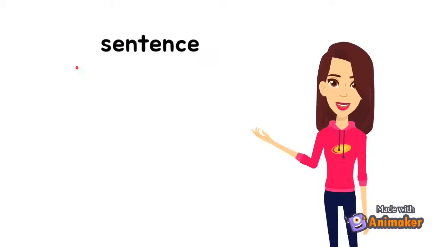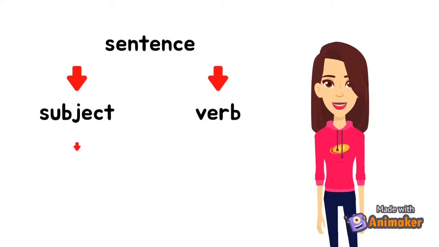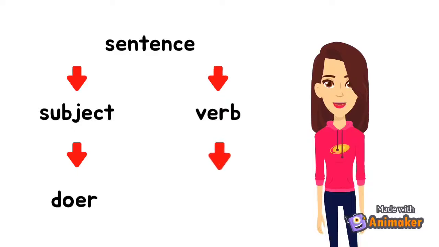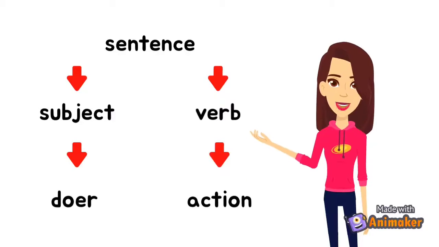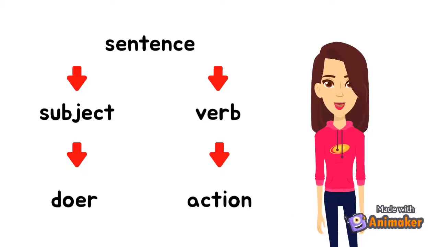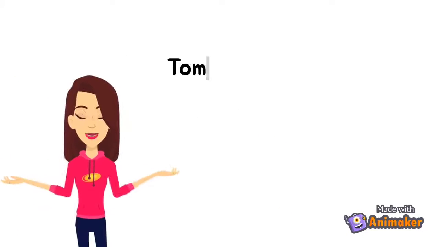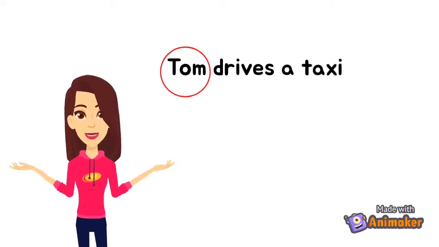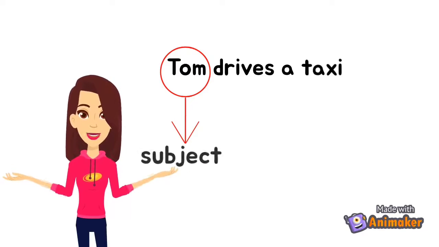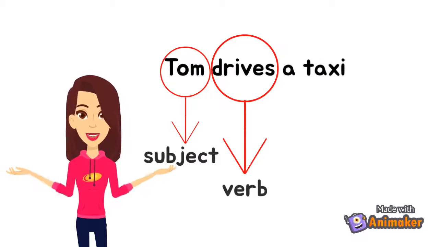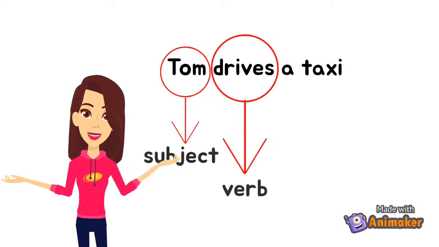First of all, to make a sentence, you need two parts, subject and verb. The subject is the doer of the sentence, and the verb is the action. So the subject does the action in a sentence. For example, Tom drives a taxi. In this sentence, Tom is the doer of the action, so it is the subject. And the action is driving, so drives is the verb.